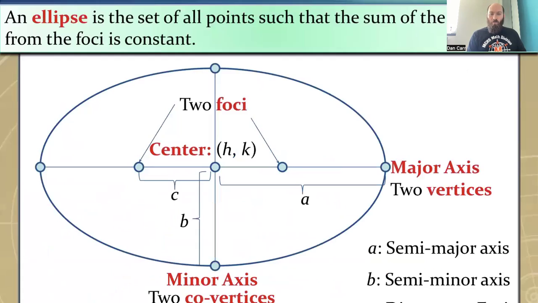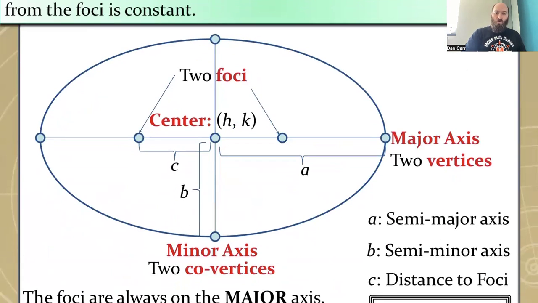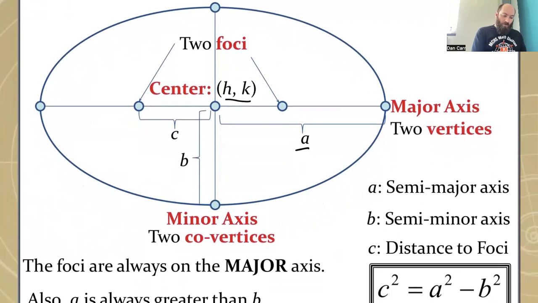So a little bit more on here. We're looking at, again, our two foci. We have a center (h, k), just like with our circles. The major axis is always going to be marked with an A here. So this A is going towards the major axis, and this is also a length of A. So if I look at the entire major axis, that's going to be 2A.